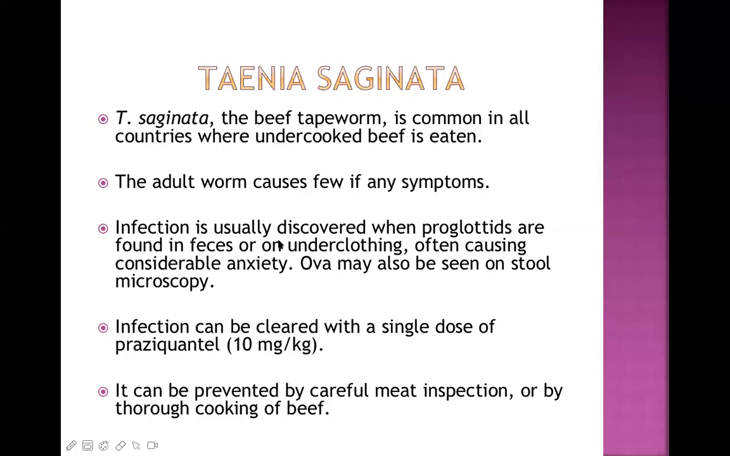Now, the infection or infestation is usually discovered when proglottids are found in feces or on underclothing, often causing considerable anxiety to the patient. I already told you, in the fecal matter, if they see ribbon-like structures or those proglottids, they will definitely go to the doctor, because they have never seen that type of thing before. Sometimes, even on the undergarment, they will see these ribbon-like structures. Then the diagnosis would be easy for the doctors, and diagnosis is done by stool examination.